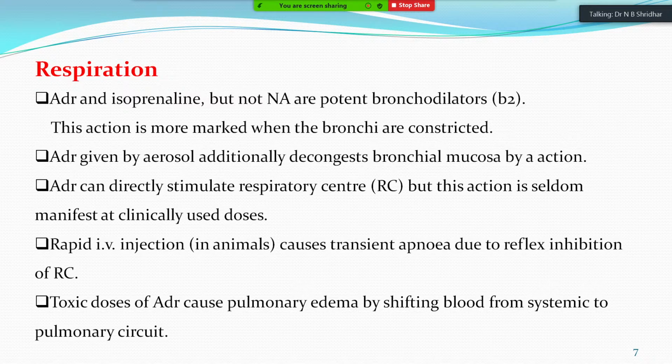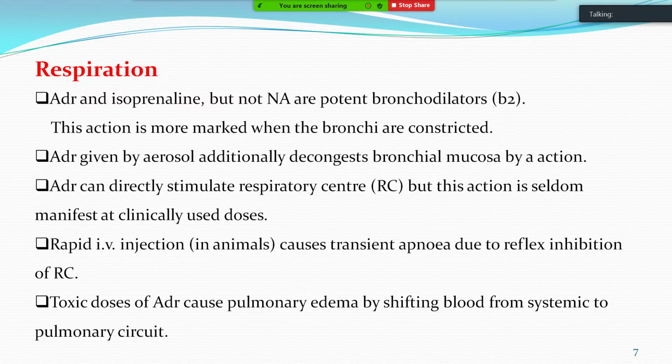So please remember, sometimes homeopathy and many drugs are claimed to be very good drugs, and they say they do not have side effects. It means if a drug does not have any side effect, then it does not have any effect, and the action may be due to the placebo effect. And adrenaline can directly stimulate the respiratory center, but this action is seldom manifest at clinically used doses.